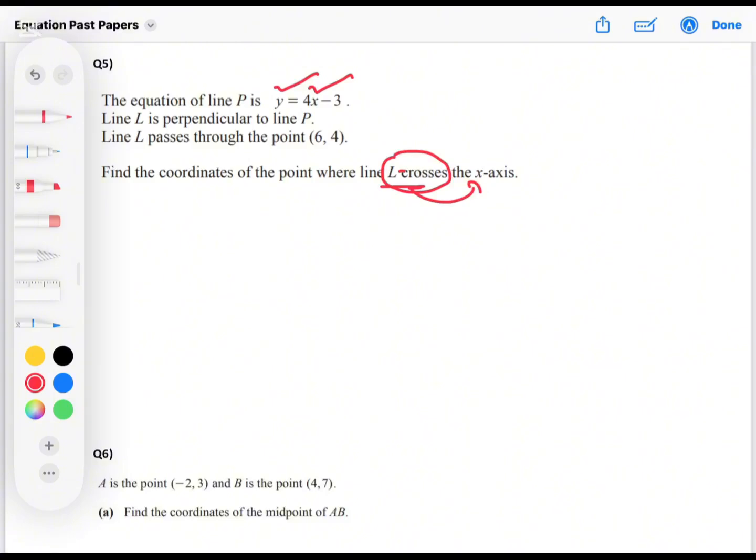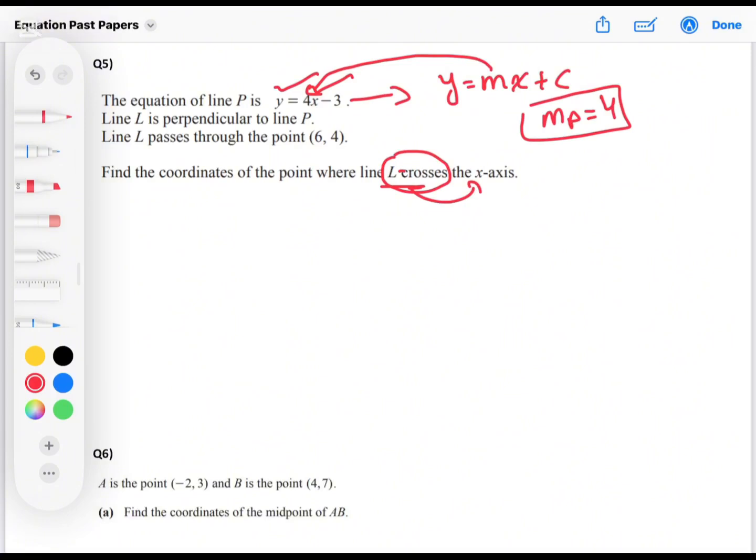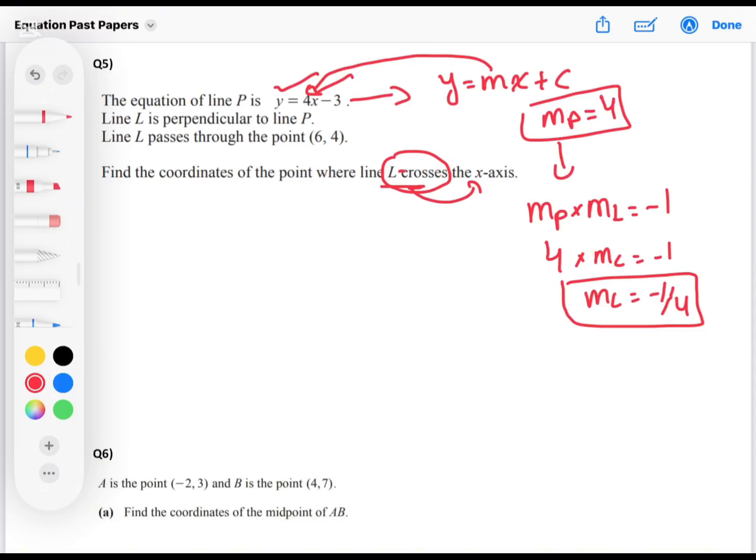So this is the equation of P. If I compare it with the general equation, the slope will be 4. So m_P, the slope of P, is 4. Now the second statement says that line L is perpendicular to P. We know that the perpendicular condition is slope of P multiplied by slope of L is equal to -1. Slope of P is 4, so the slope of L will become -1/4. We got it because of the perpendicular condition.